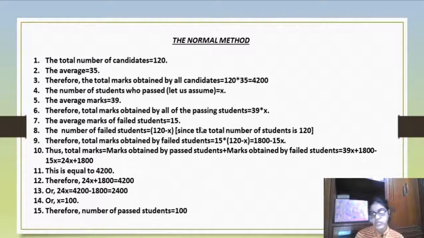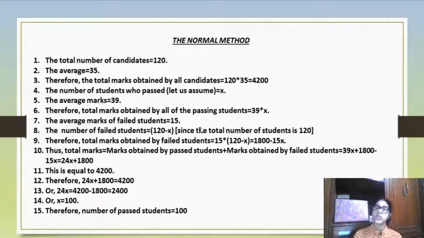Since x number of students passed, the rest of the students must have failed. The number of failed students, therefore, would be the number of students who didn't pass, which is 120 minus the number of students who passed, which is 120 minus x. Therefore, the total marks obtained by the failed students, again using the sum of all values formula, is 15 into 120 minus x, which works out to be 1800 minus 15x. So that's the total marks obtained by the failed students.